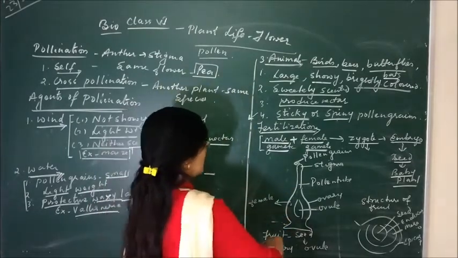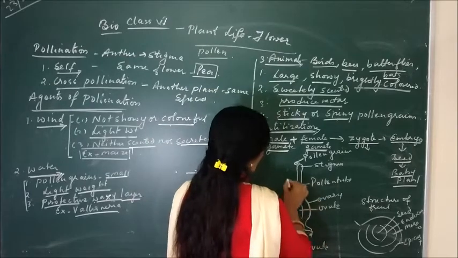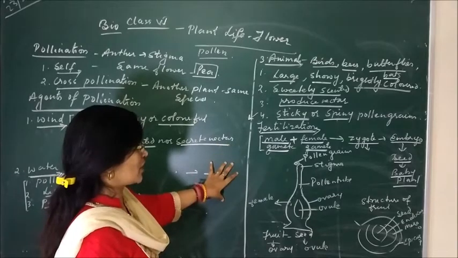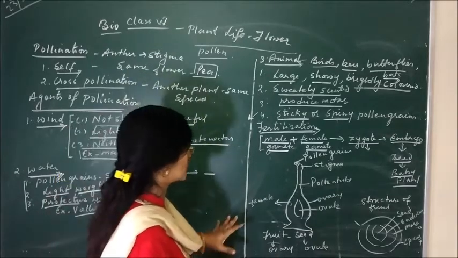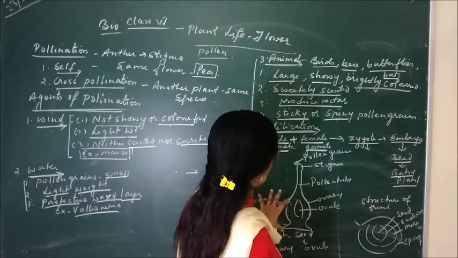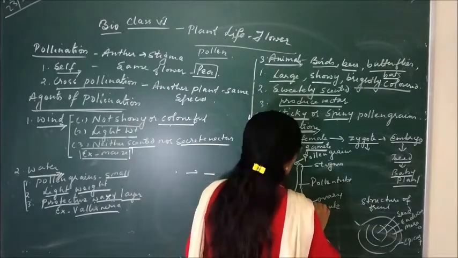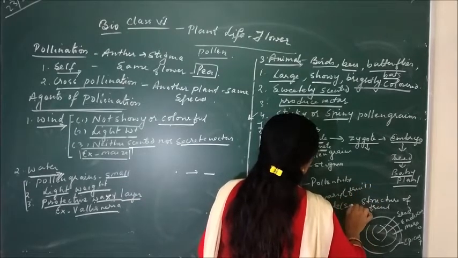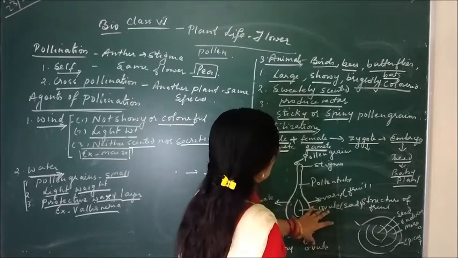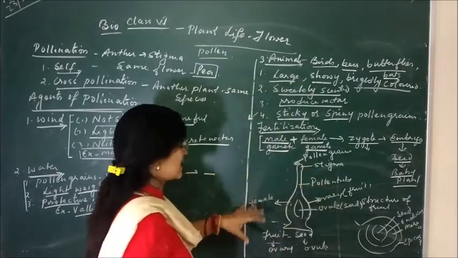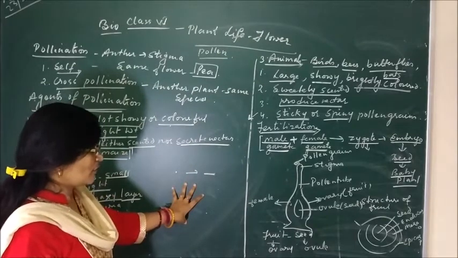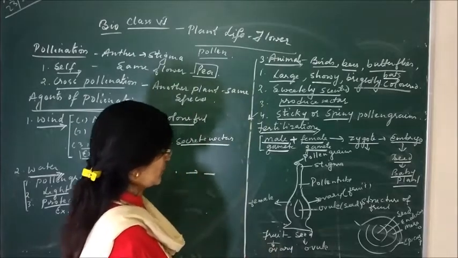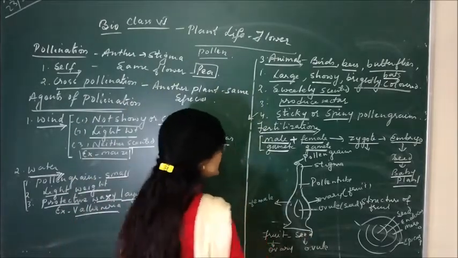And immediately after fertilization, what happens? All the parts, that is the petals, leaves, sepals, whatever the structure of the flower, they fall off. They are having no use now, and the main use is of the ovary and the ovule. This ovary is converted into the fruit and the ovule is converted into the seed. So only this formation takes place during fertilization, and the other parts of the flower fall off.